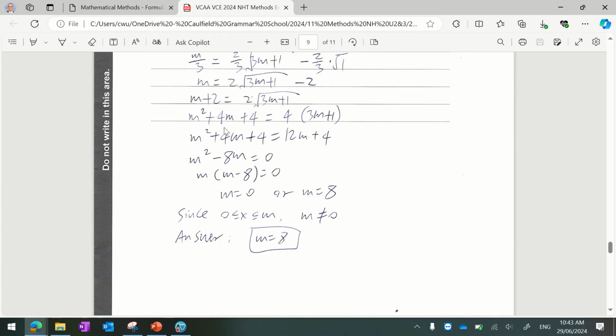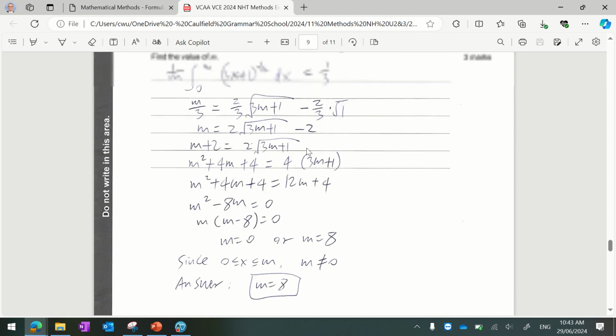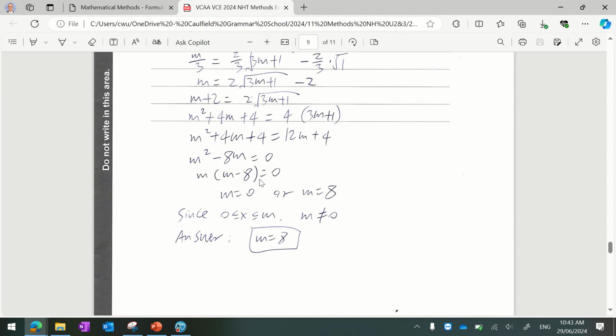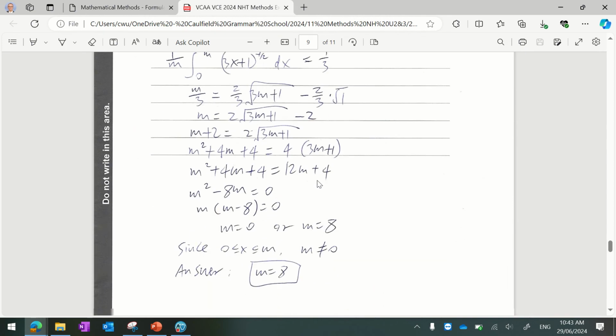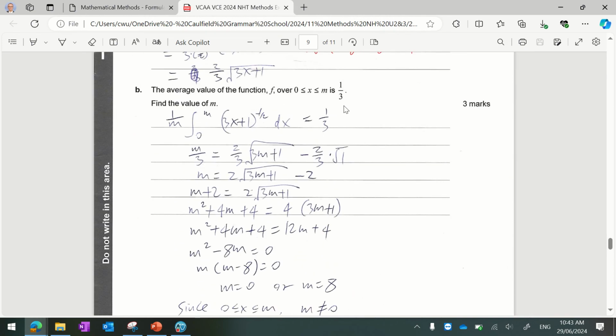And then move things around again, make one side equal to 0, factorize, get the answer. But the question says 0 less than or equal to x less than or equal to m, which means the question will not make sense if m is 0. I mean, if m is 0, there is no area. Right? If m is 0, the area can't be 1 over 3. The area is just going to be 0.